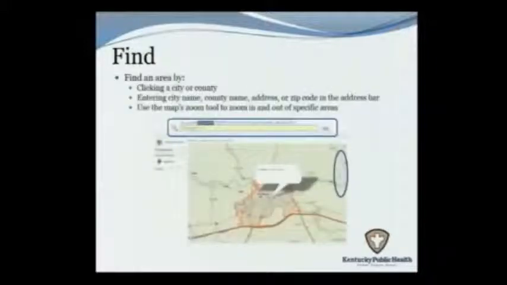On the map, you can find, visualize, and share data. You can find locations in a couple of different ways. There's a search bar at the top. You can just type it in. Here I've typed in Frankfort. You can click on a county. So if I'm just looking at the state map, I can click on whichever area or city I'm interested in. Or you can use the zoom to zoom in to a particular area of the state.